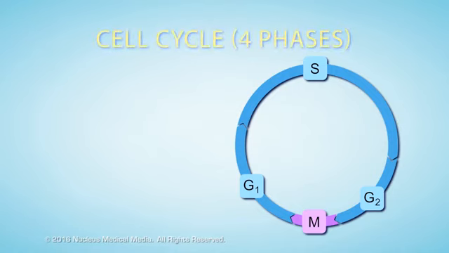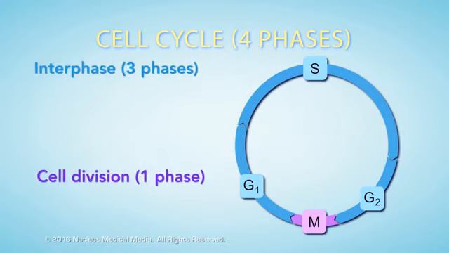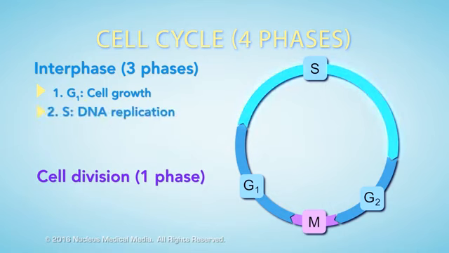Let's review. The cell cycle describes the life cycle of an individual cell. It has four phases, 3 in interphase and 1 for cell division. Most cell growth and function happen during G1. The cell enters the S phase when it needs to divide. In this phase, the cell replicates its DNA. Replication just means the cell makes a copy of its DNA.